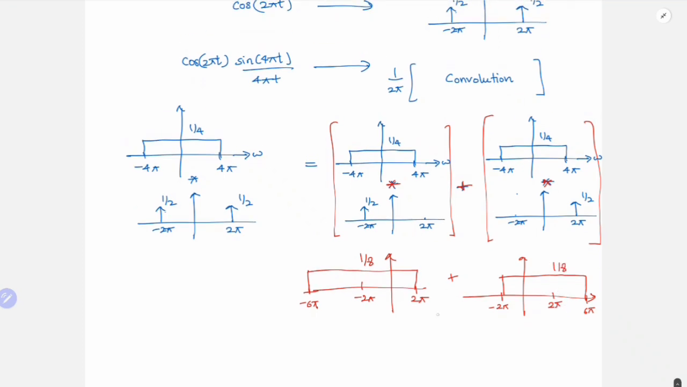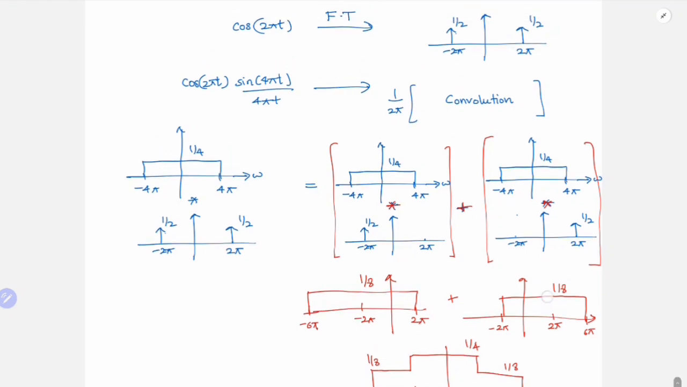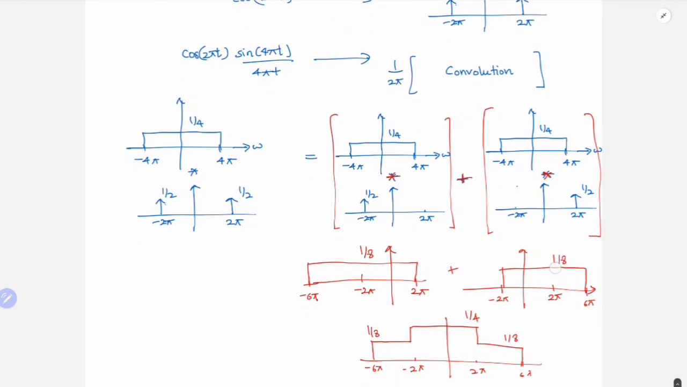Now if I add this, there will be a region of overlap from minus 2 pi to 2 pi. So it will be minus 6 pi, minus 2 pi, 2 pi, 6 pi. So here it will be like this. Here it will be 1 by 8, here it will be 1 by 4, again here 1 by 8. Now what do I need to do?